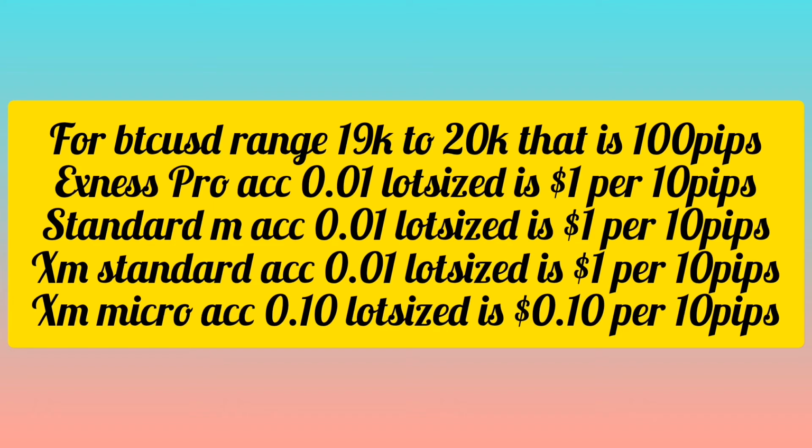Exness Pro account, 0.01 lot size is $1 per 10 pips. Standard M account, 0.01 lot size is $1 per 10 pips. XM standard account, 0.01 lot size is $1 per 10 pips. XM micro account, 0.10 lot size is 10 cents per 10 pips.